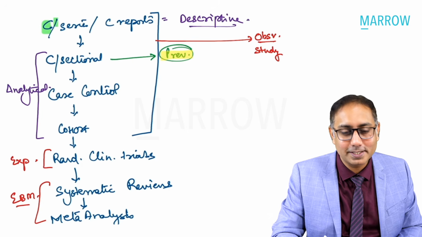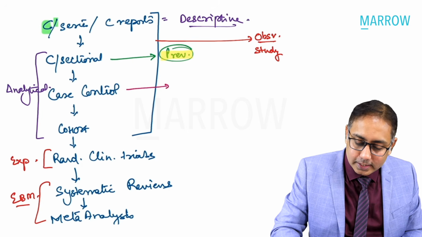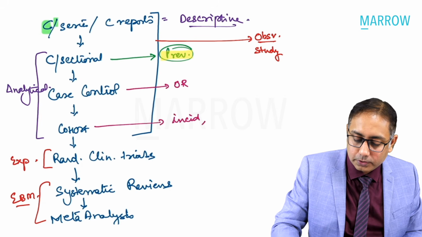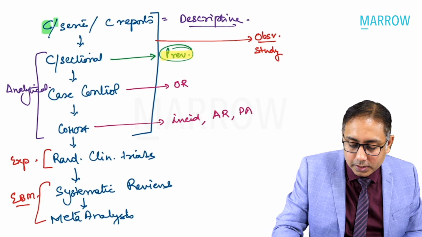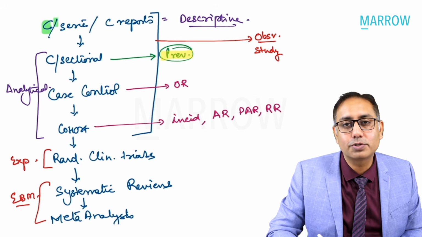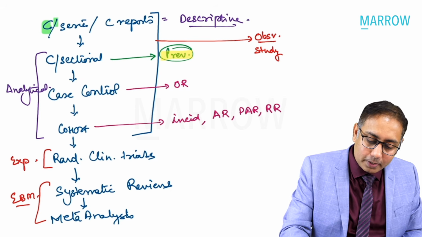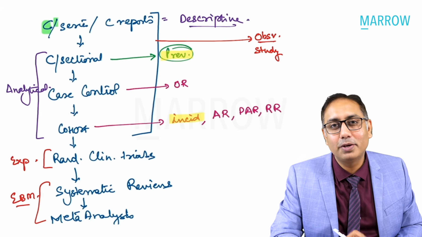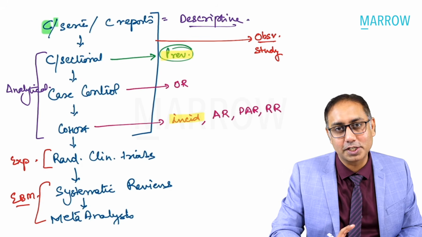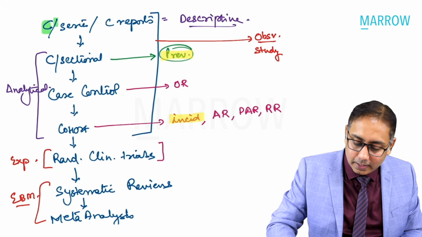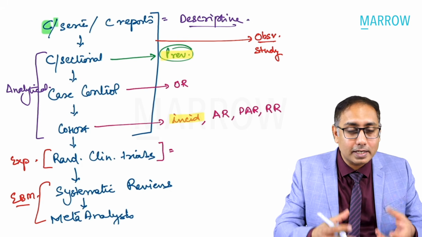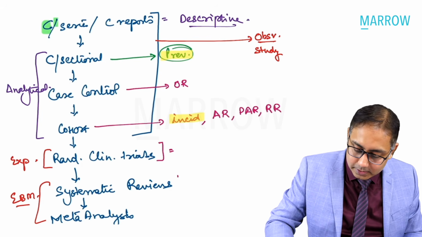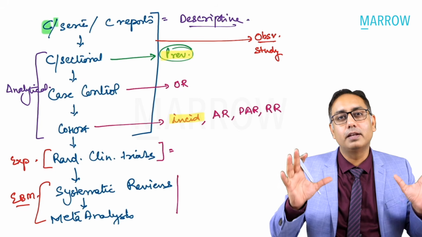Will you be able to remember this? Next is the case control study. It gives you the odds ratio. The cohort study gives you the incidence. It gives you the attributable risk, the population attributable risk, and the relative risk or risk ratios. Please remember, incidence is given by only one study, the cohort study. Prevalence is given by only one study, the cross-sectional study. The randomized clinical trial will tell you about the effect of a vaccine, a drug, or a risk factor. And then systematic reviews and meta-analysis are the final outcomes.